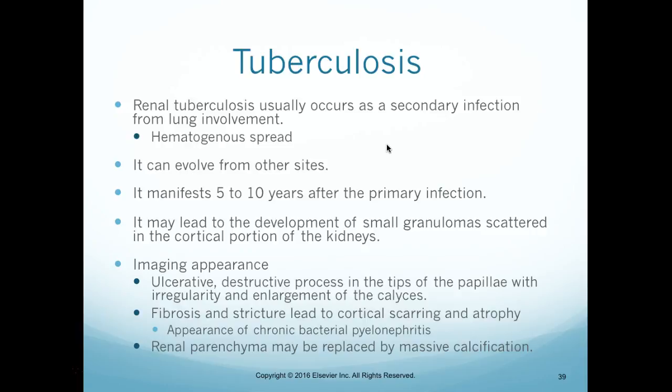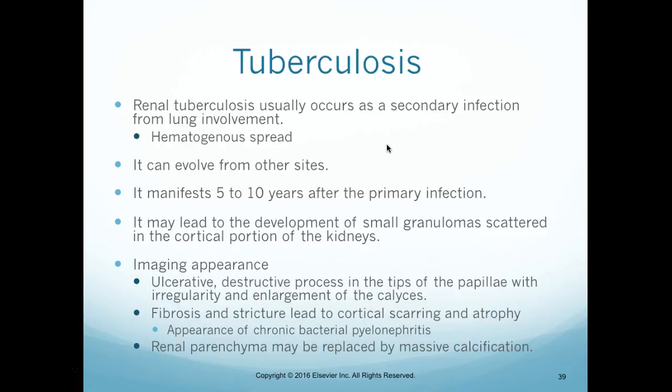So next we're going to talk about tuberculosis. Yes, you can get tuberculosis all over your body, and we'll cover it as we cover the different organ systems. So renal tuberculosis usually occurs as a secondary infection from the lung, so it's spread by the blood. It can involve other sites. Yes, we'll talk about that. It manifests 5 to 10 years after the primary infection, so it may lead to the development of small granulomas scattered in the cortical portion of the kidneys.